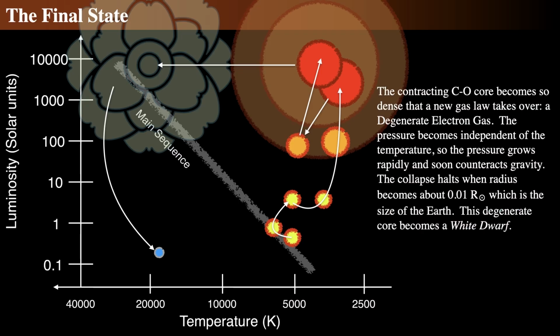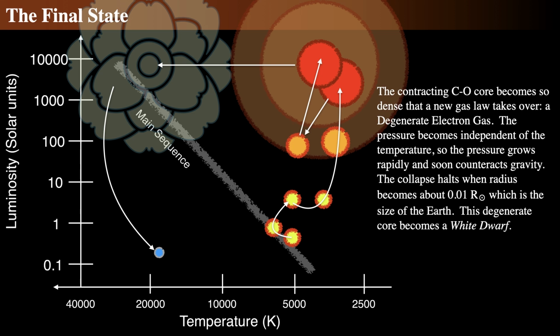So as the white dwarf contracts, it becomes incredibly dense, and it is now a degenerate electron gas, which basically holds it up against the pressure of gravity. So the pressure becomes independent of the temperature. We'll talk about that pretty soon next time when we talk about the nature of degenerate gases, when I talk specifically about white dwarfs. So the pressure grows incredibly rapidly and can counteract gravity. So degenerate electron gas has the capacity to hold up an entire star.